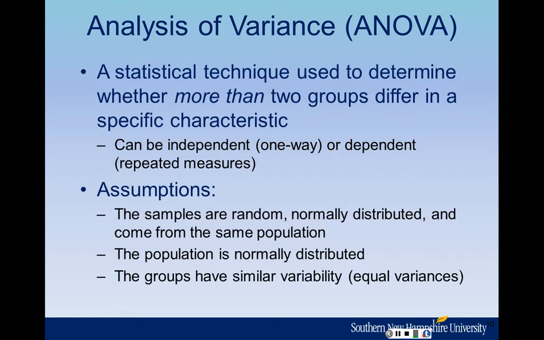Very similar assumptions as what you've already seen. Samples are random, normally distributed, and come from the same population. You need to see if the variability between groups is similar. And typically researchers will test for that, and you can make an adjustment if the variances or the standard deviations are different.